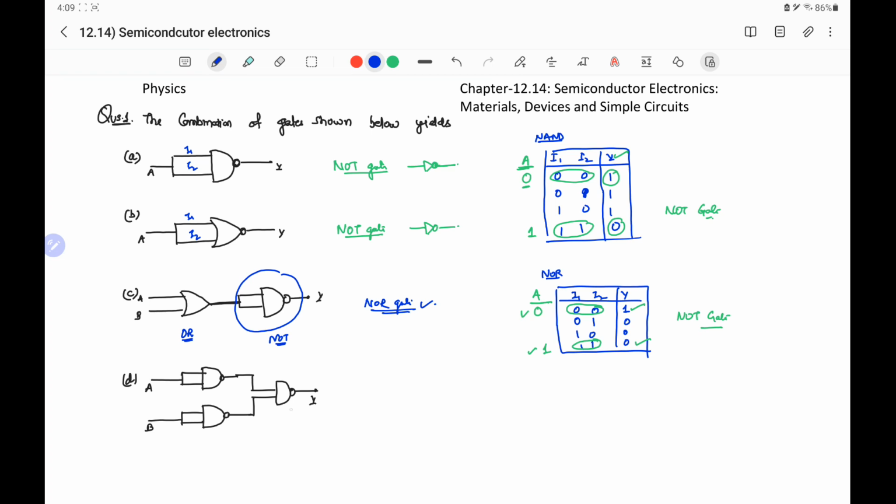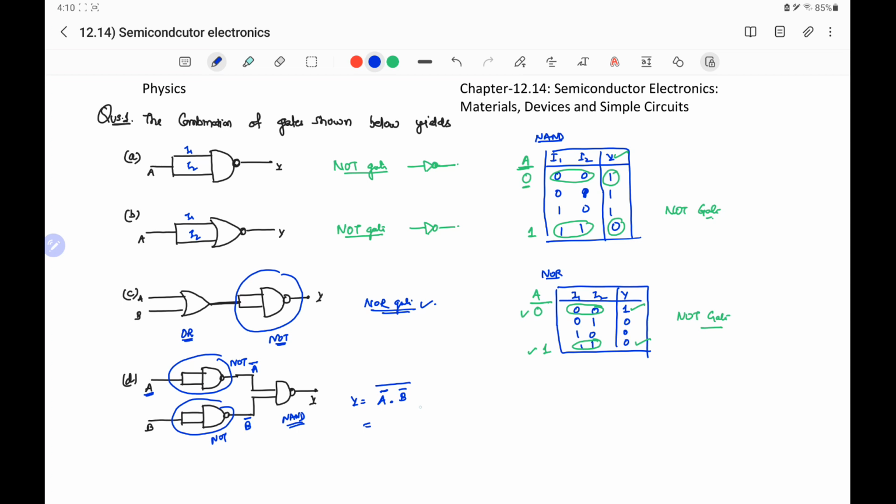In part D, again the circuit is a NOT gate. Another circuit is a NOT gate. So if the input is A, then output will be A complement. And if input is B for the NOT gate, output will be complement of B. And these two inputs are given to the NAND gate. So Y will be equal to the AND of complement of A and complement of B, and whole complement.